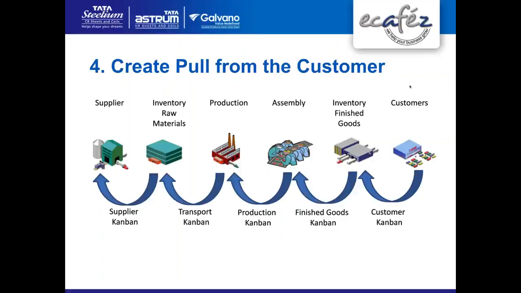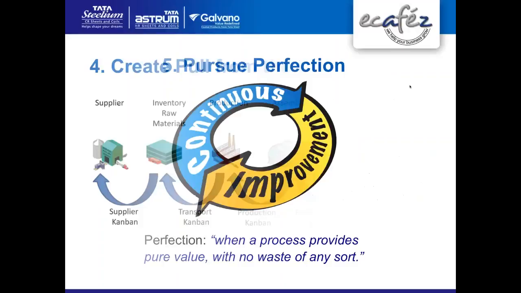It should be customer driven, not production driven. Depending on the pull, exactly the same quantity you have to produce. And once it is produced, the purchase should buy the material in the same proportion, and their main supplier should supply it. So this becomes a chain. So the production process should be driven by the pull, as against the conventional method of push production, where the production planning decides how much has to be produced. So the pull factor is very important.